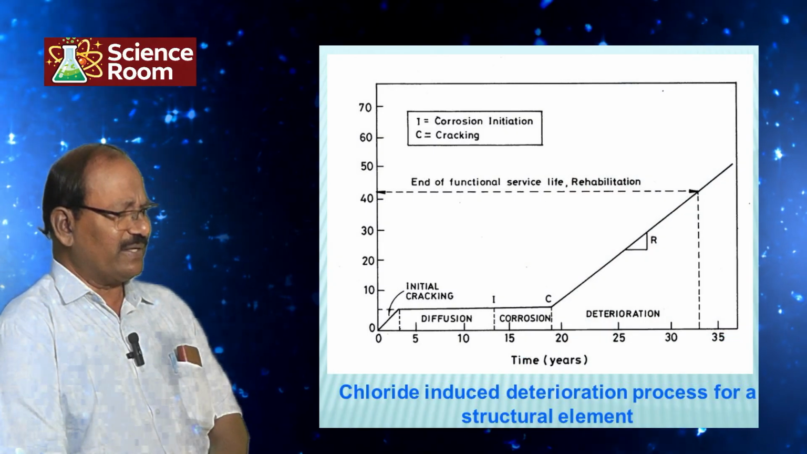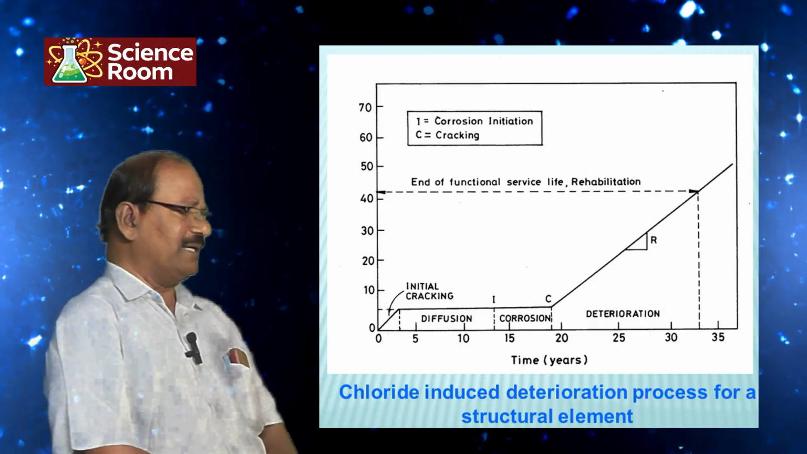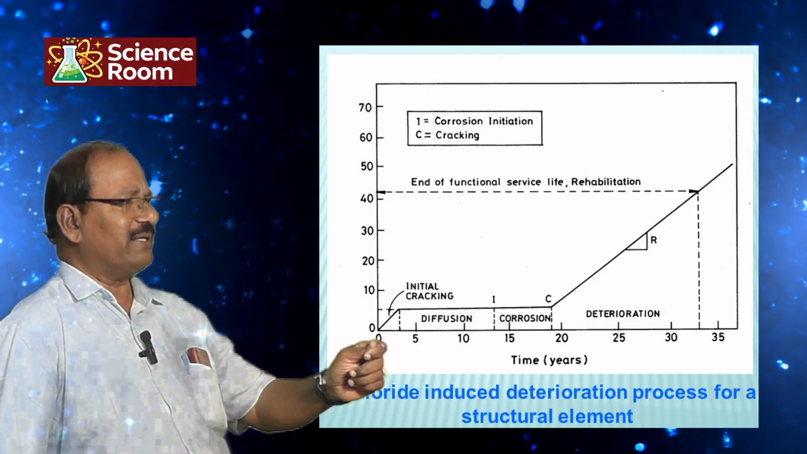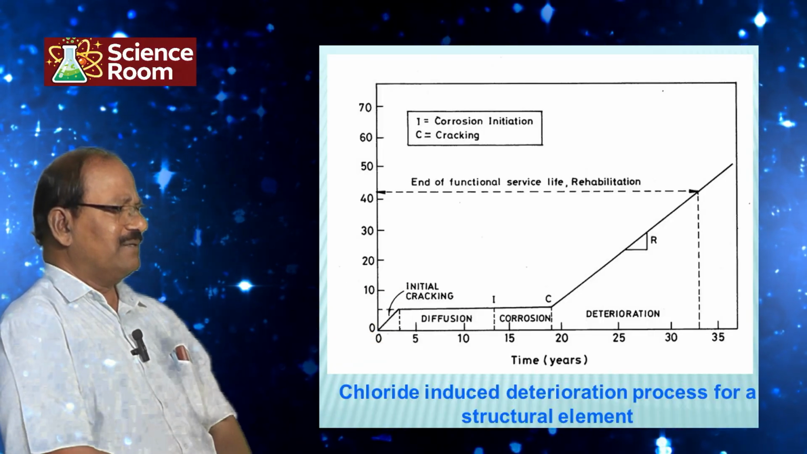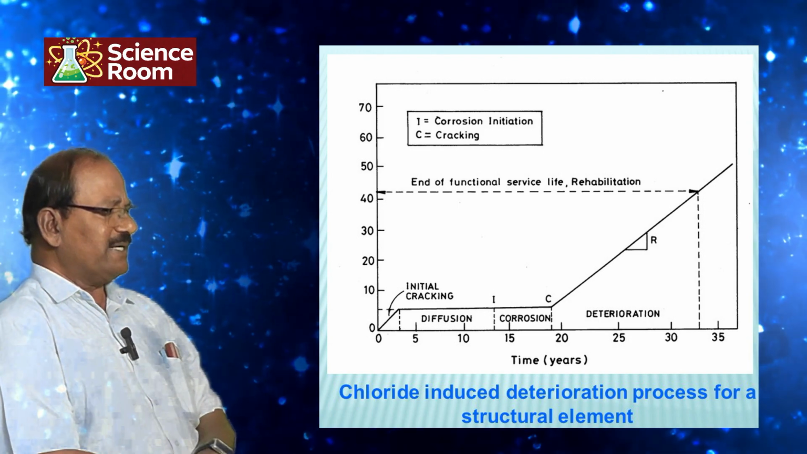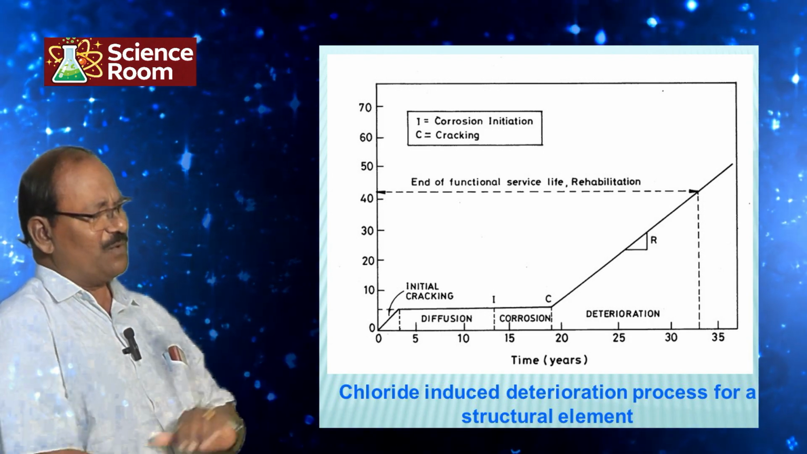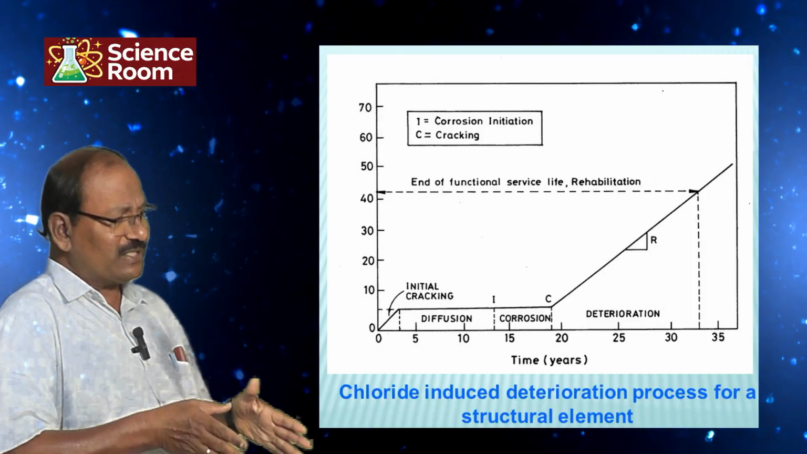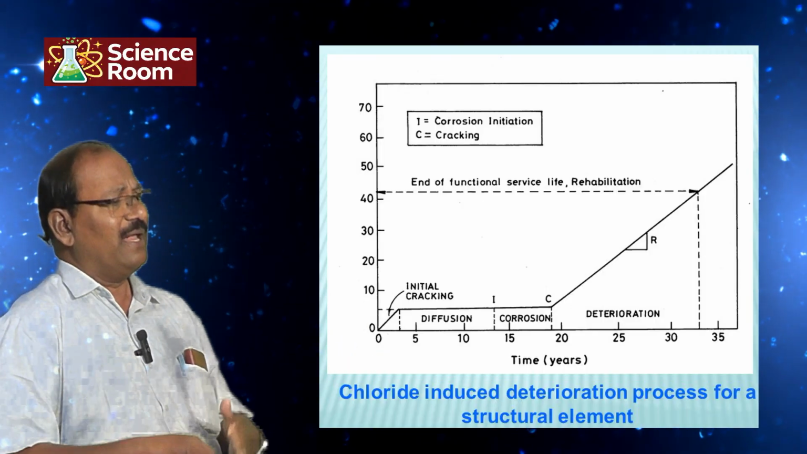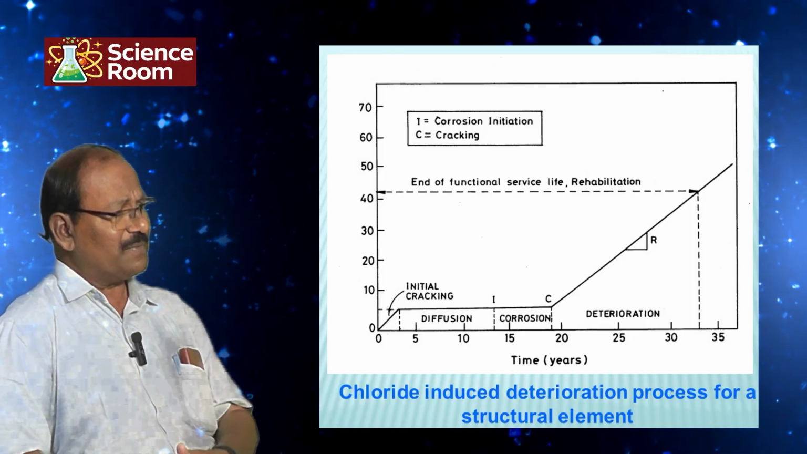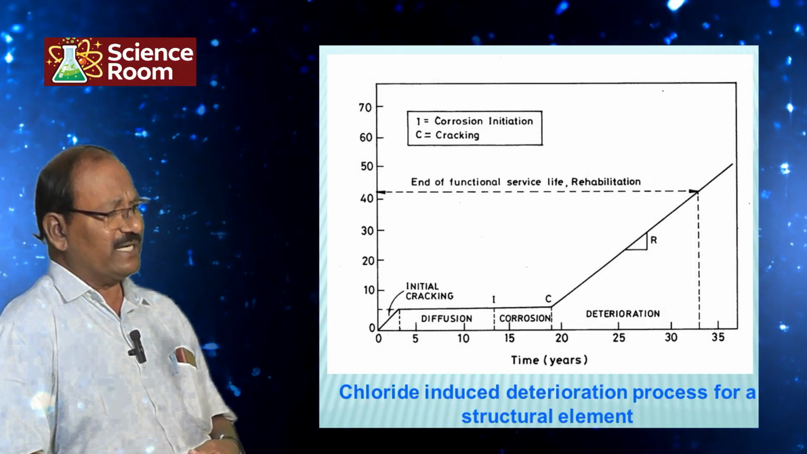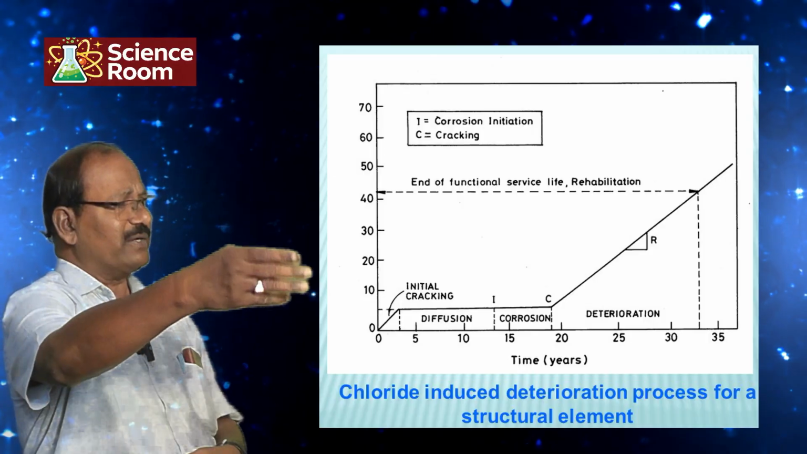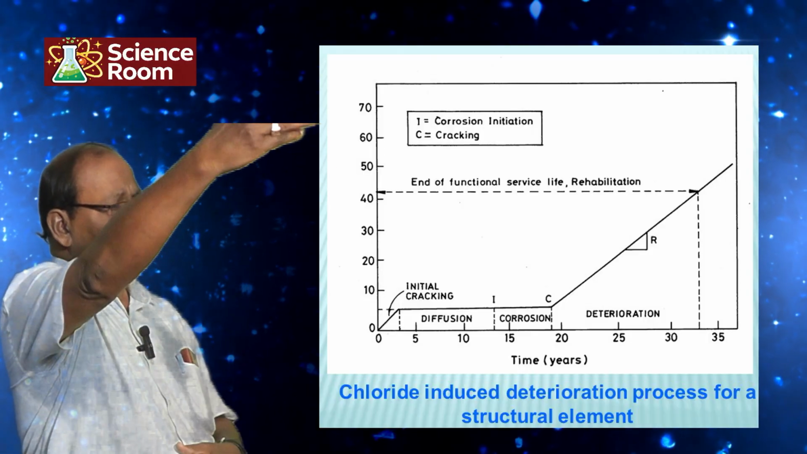Chloride induced deterioration process for a structural element. Here it is a schematic, a graphical illustration. Initially there is initial cracking. Once the surface defect or initial cracking is there, the diffusion takes place through it, and corrosion takes place in the next step. And once the corrosion is initiated, a very rapid deterioration starts. That is the very steep line.